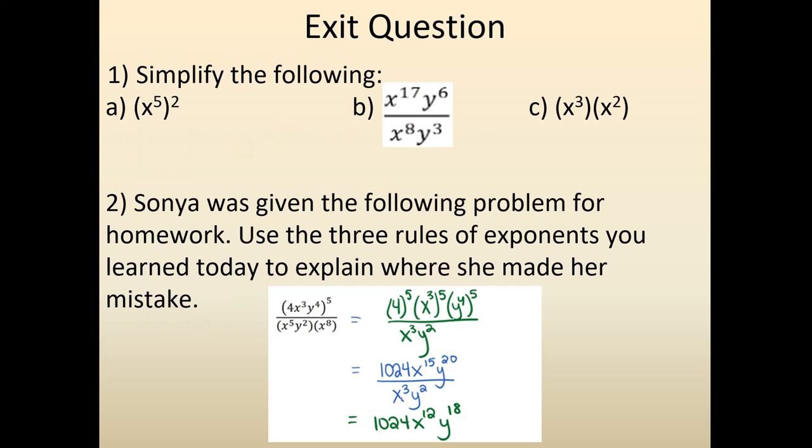All right. So here's your exit question. There are three practice questions where you basically practice using one of these three rules. And then when you go down to question 2, once again, we have a practice solution to a homework problem by Sonia. She uses the three rules, but she made a mistake somewhere, and the goal is to find where she made the mistake.